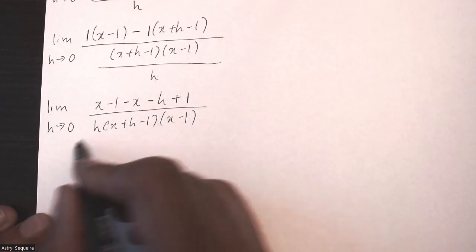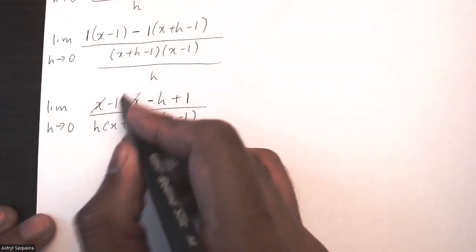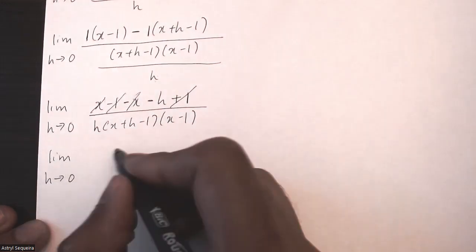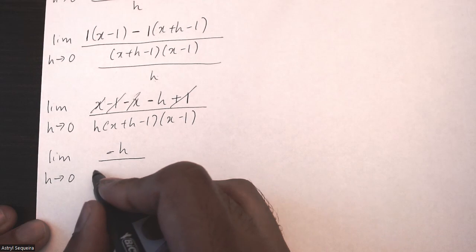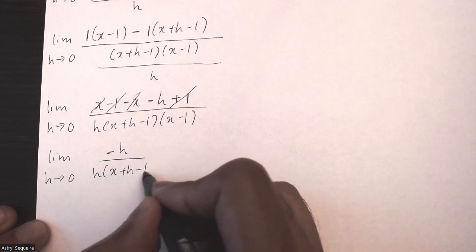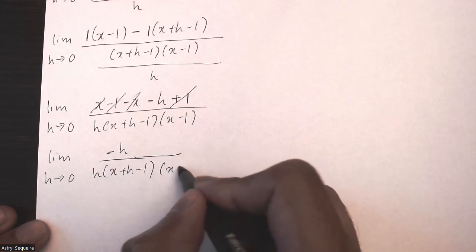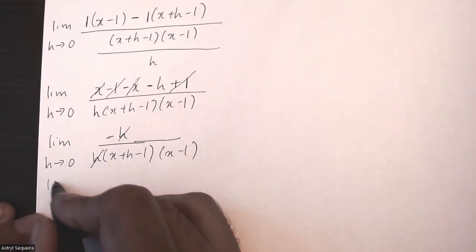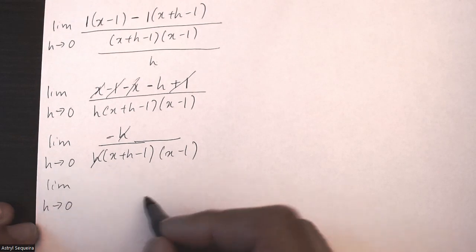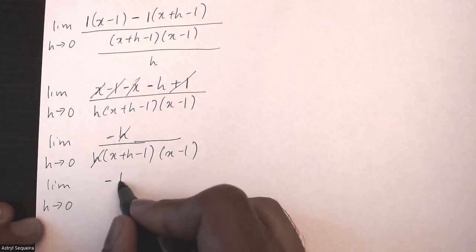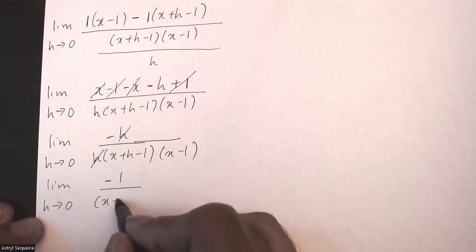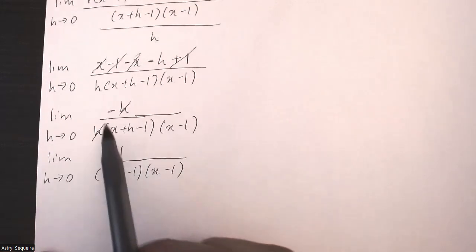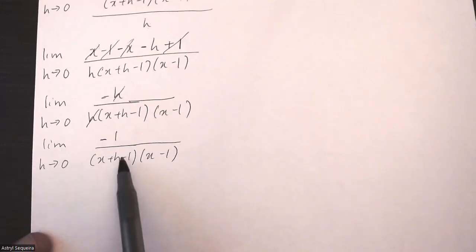I'll combine like terms in the top. So x and negative x cancel. Negative 1 and positive 1 cancel. I'm just left with lim h approaches 0, negative h over h times x plus h minus 1 times x minus 1. These two h's can cancel. So now I'm left with lim h approaches 0, negative 1 over x plus h minus 1 times x minus 1. Now, once I complete the cancellation, I can sub in my h as 0.